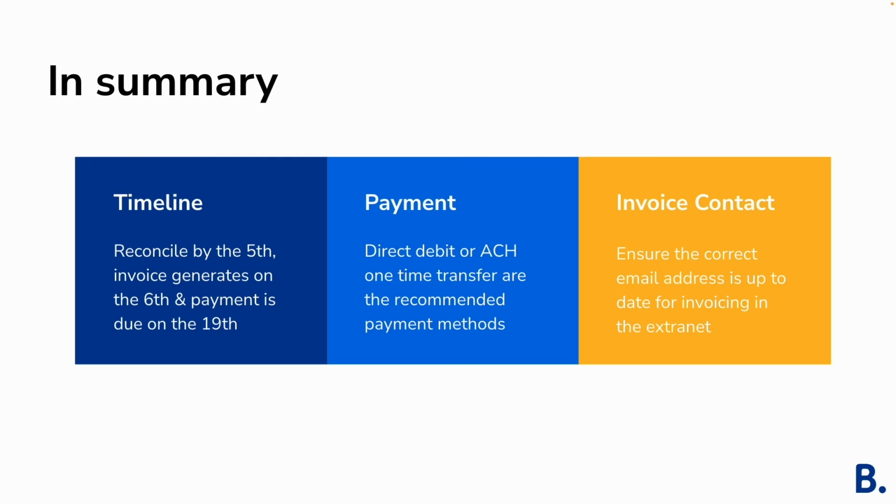So let's wrap up a little bit here. In summary, reconcile by the 5th, invoice generates on the 6th, payment due on the 19th. How should we pay? Direct debit is the best, or if you want to do a one-time, ACH payment through the extranet is also a recommended method. And make sure your invoice contact is the most up-to-date. This is where all the information gets sent, so having that current is definitely going to help you.